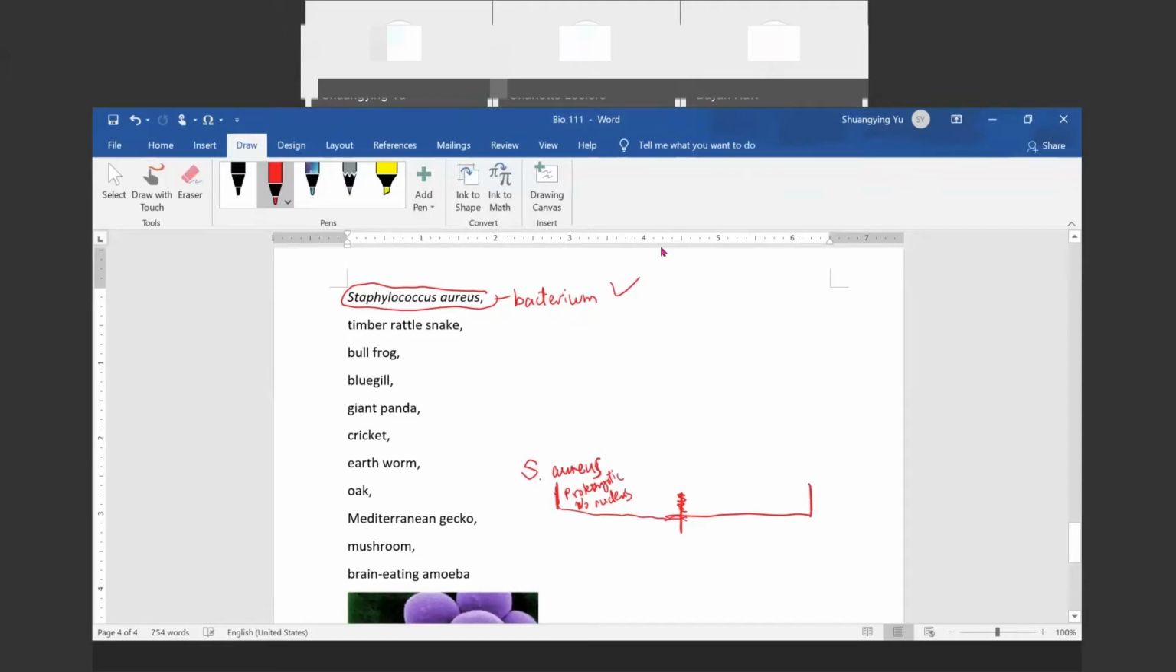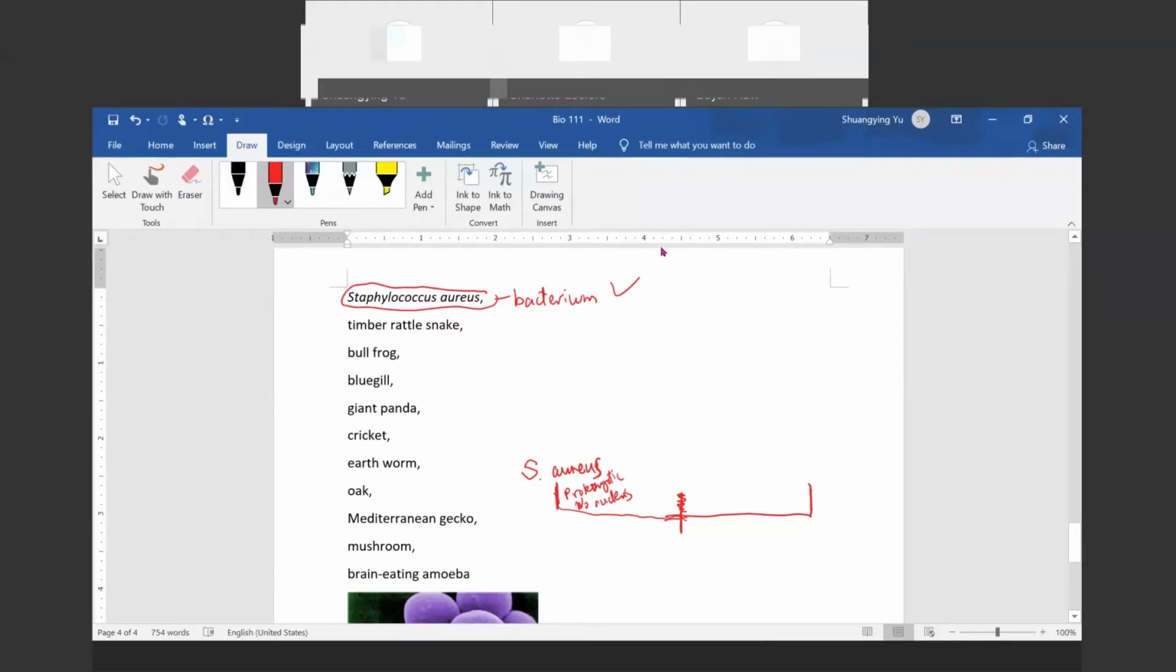A tip for making the tree is before you draw the tree, you have to be familiar with each organism. You have to know which group they're from and what kind of major characteristics they have, because you're going to use those characteristics to classify them. All right, now everything else goes to the third domain, right? Everything is eukaryotic.